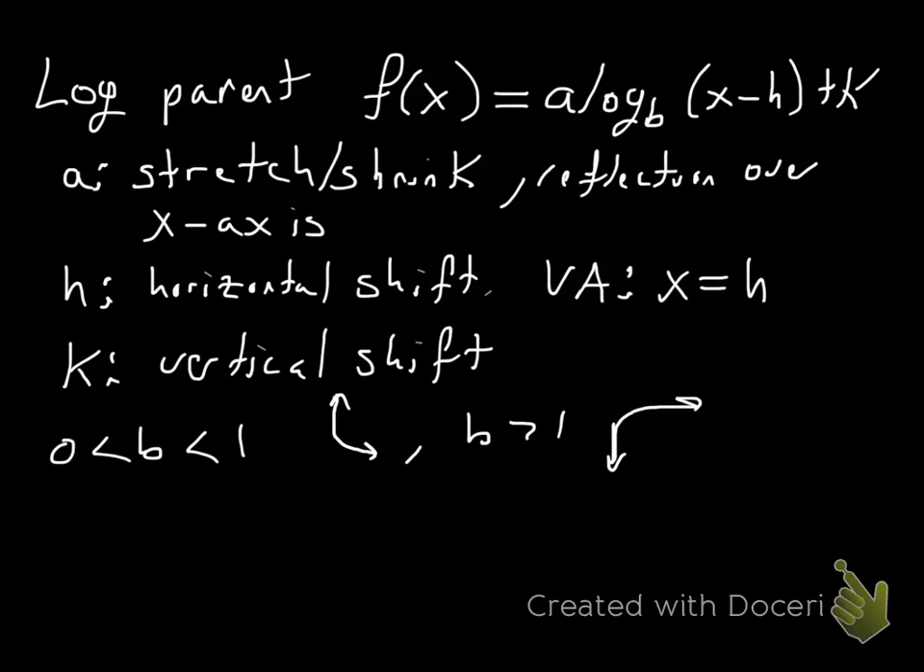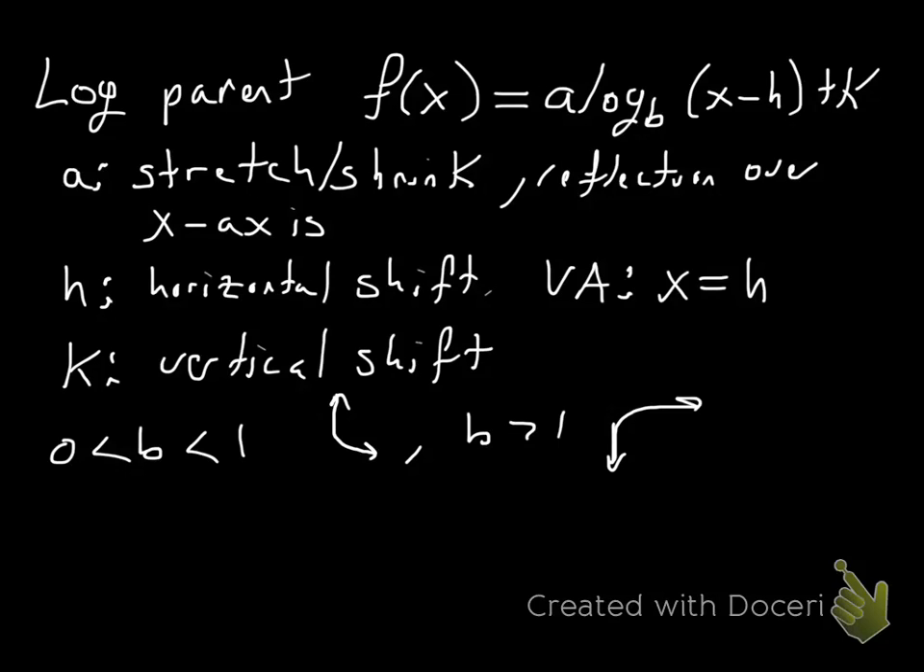The h is going to cause horizontal shifts, and the logarithm's going to have a vertical asymptote where the argument inside is equal to 0. So where x minus h is equal to 0, we'll have a vertical asymptote. K controls vertical shifts up and down like before.